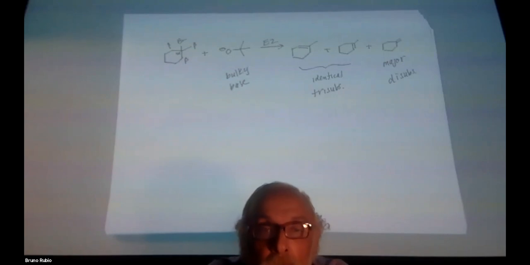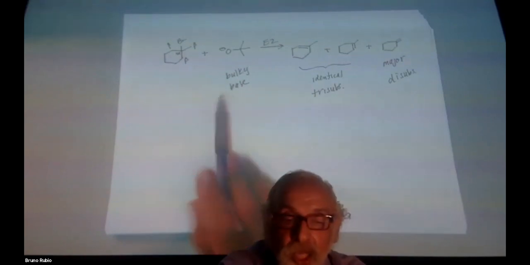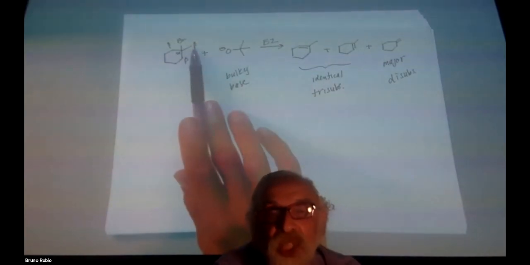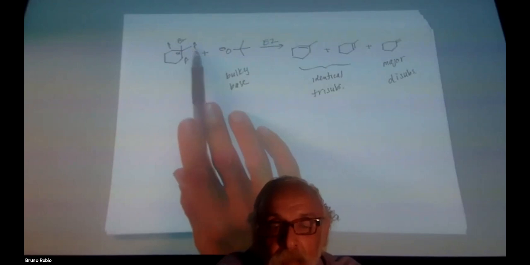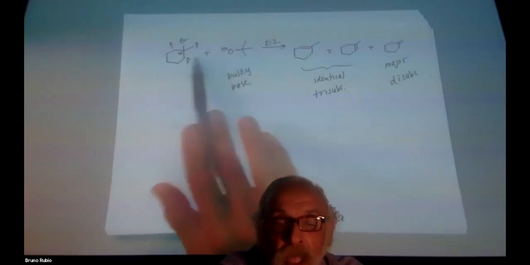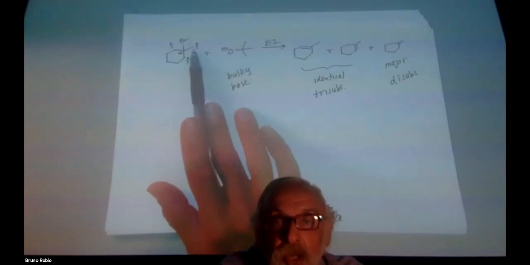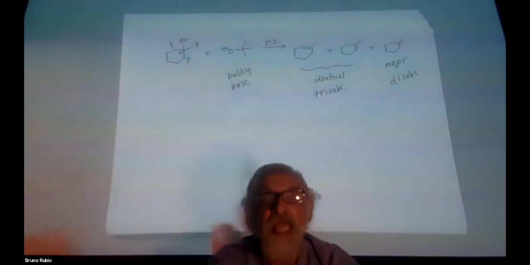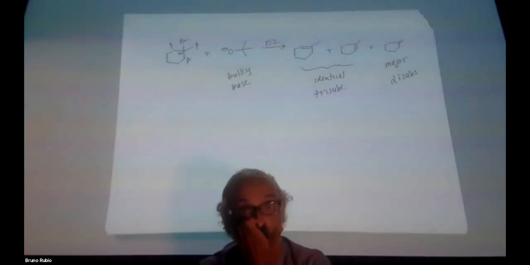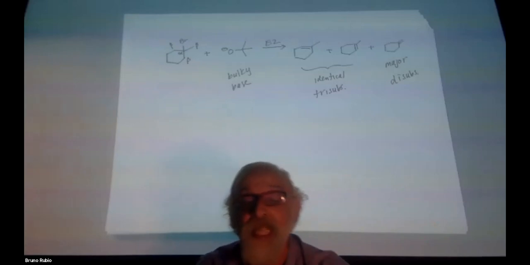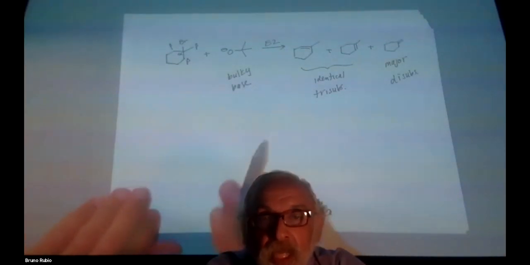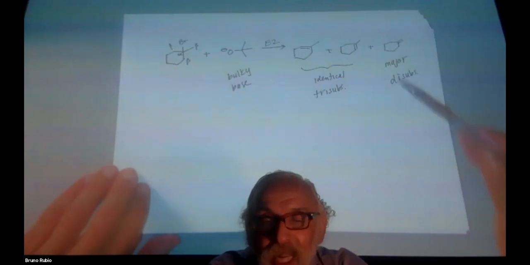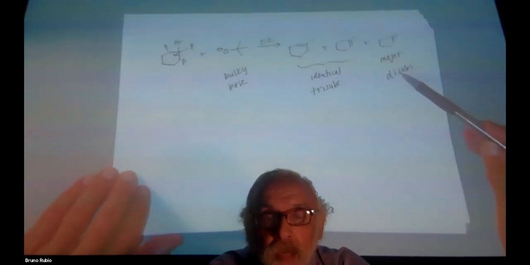Instead, what the bulky base does is it goes for a proton on the exterior of the molecule, a more sterically accessible proton. Because of its huge steric bulk, it's just going to be easier to grab a proton from the periphery of the molecule than somewhere on the interior. So that's why a bulky base gives us the less substituted product.